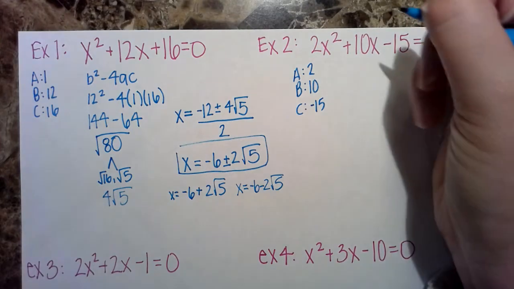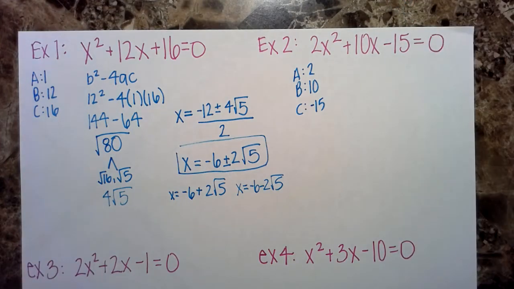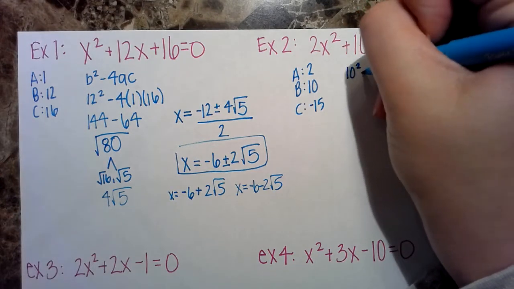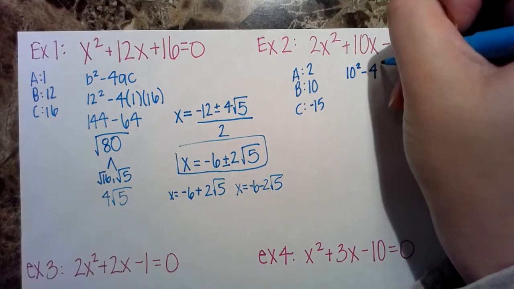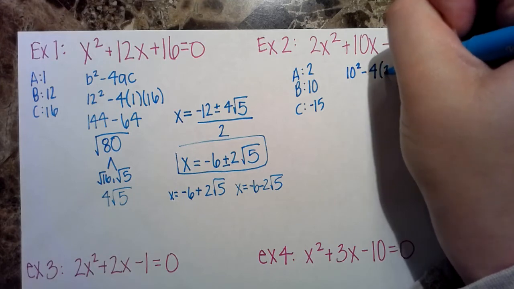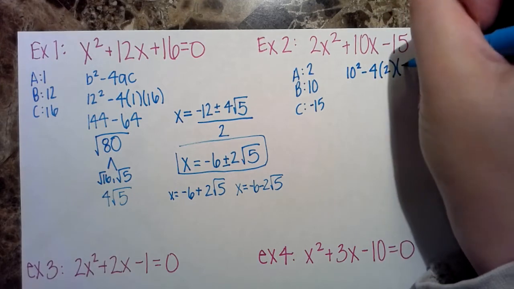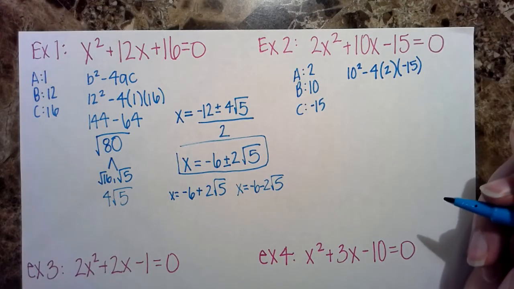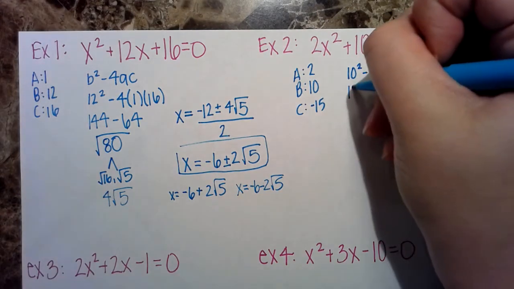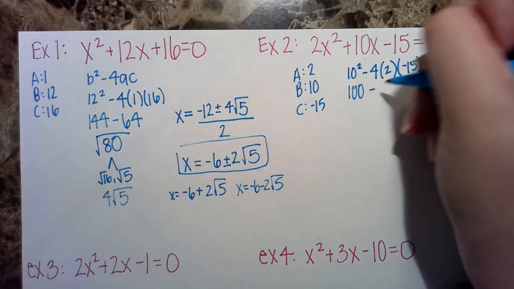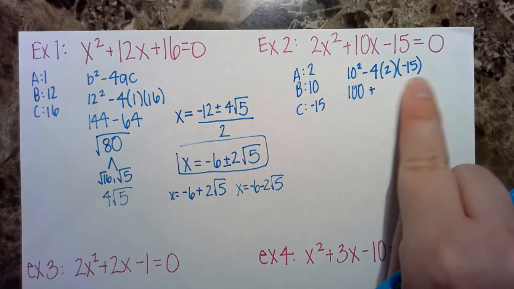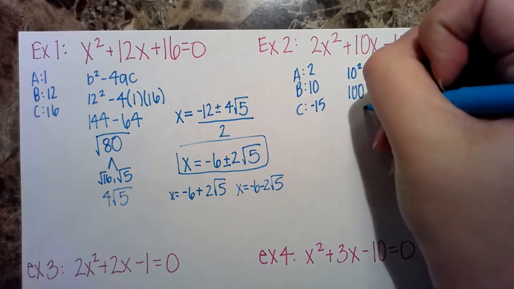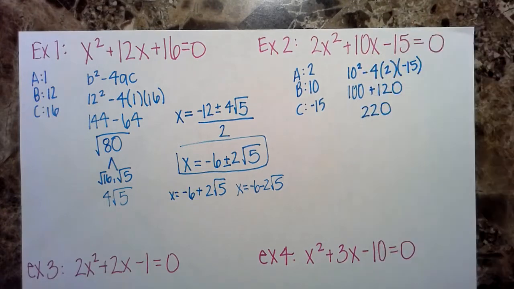I'm then going to find the discriminant. So this determines how many solutions I actually have. So I'm going to take 10 squared minus 4 times my A, which is 2, times my C, which is negative 15. I'm going to find my discriminant. So this would be 100 plus, because negative 4 times 2 times negative 15 is going to give me 120. And that equals 220.